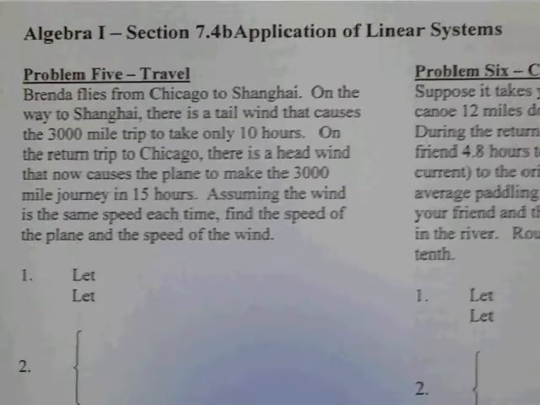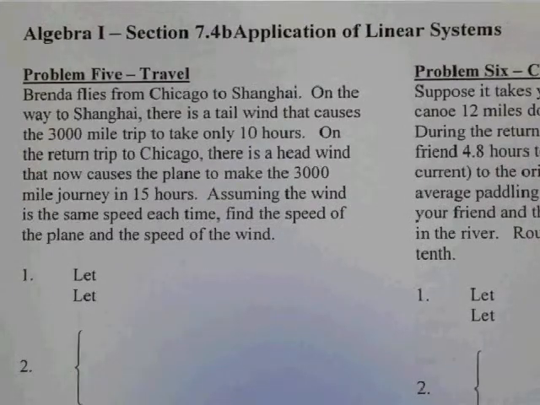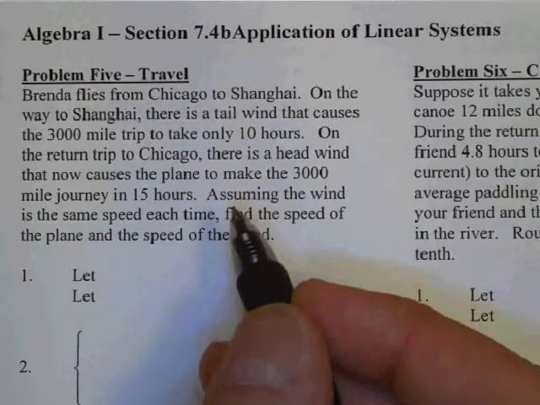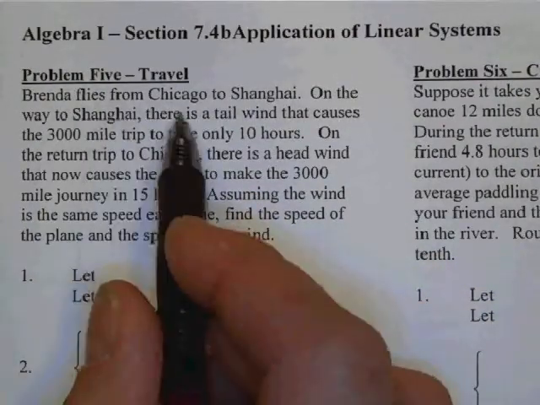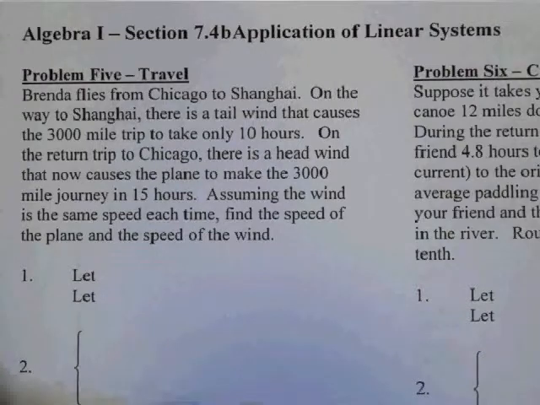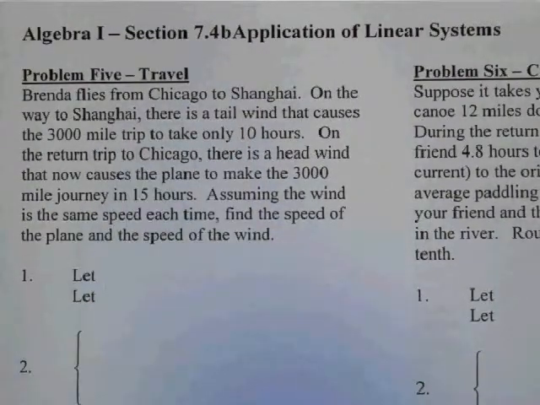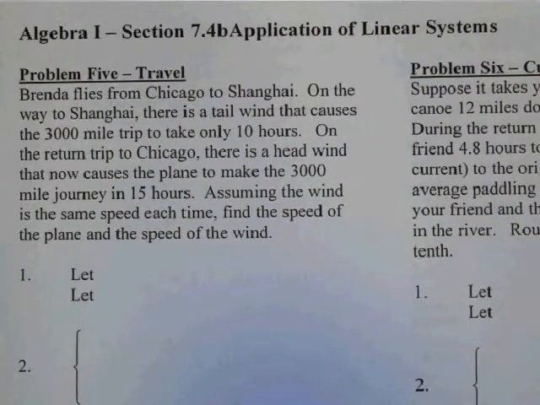One equation is going to deal with moving with the headwind, and one against a headwind, or a tailwind, I should say. So here's our situation. Brenda is flying from Chicago to Shanghai. On the way there, there's a tailwind that causes the 3,000-mile trip to take only 10 hours. In other words, that tailwind is speeding her up.